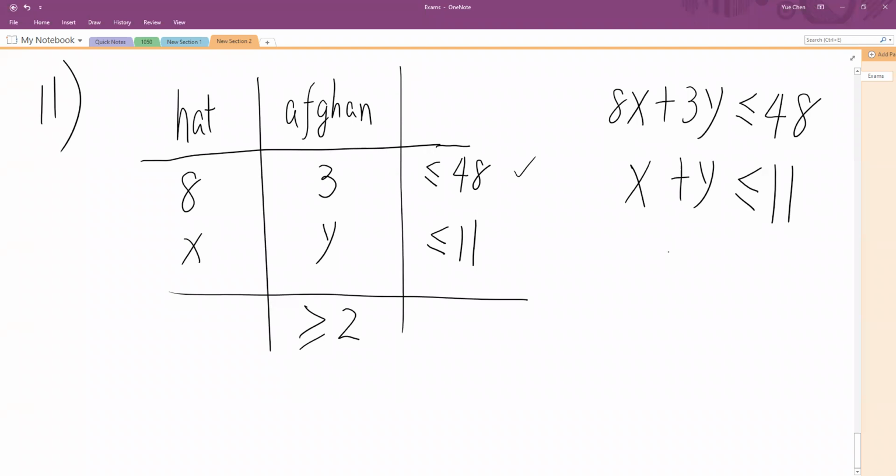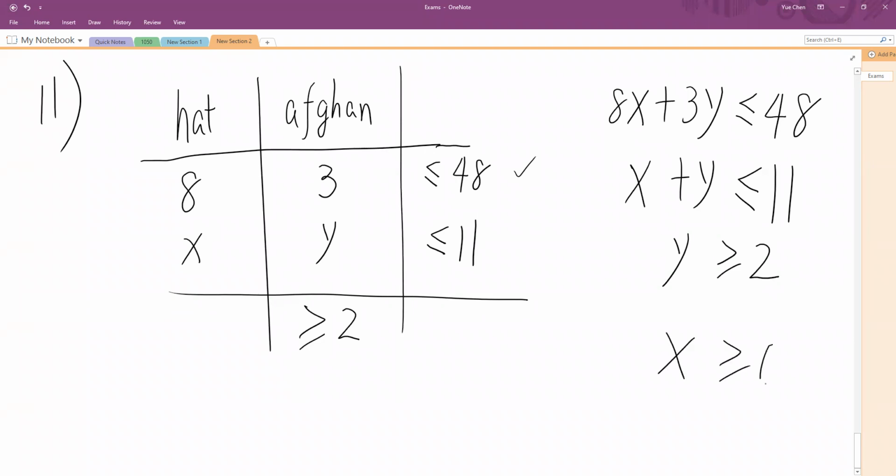And for y, Afghans, at least 2, so y should be greater than or equal to 2. Of course, I think this answer is not totally correct. We should add another condition, which is what?